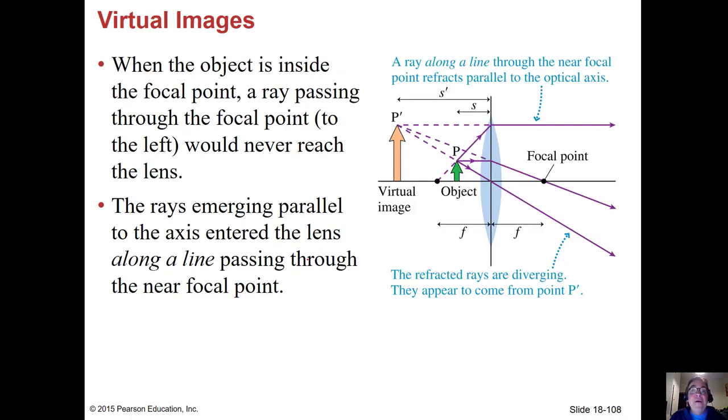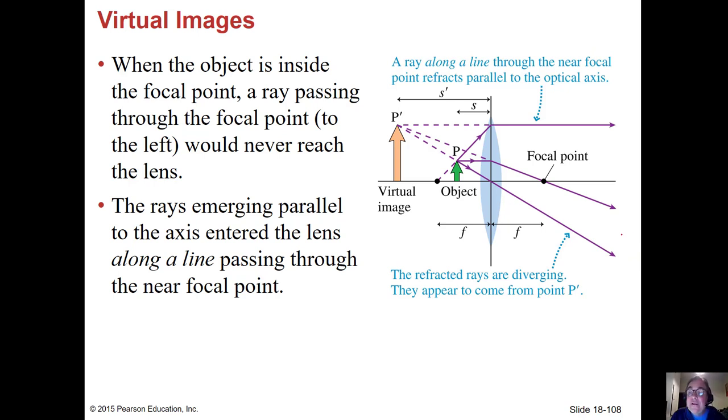Okay, now how can you get a virtual image? Well, here's the object. We're inside the focal length, so we're between the lens and the focal point. Whenever that happens, you're going to get a virtual image. Same 3 rays. The one that comes in parallel goes through the focal point. The one that goes to the center keeps going. If you look at this ray and this ray, they keep spreading out more and more.